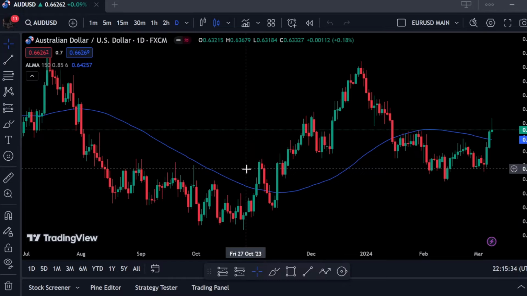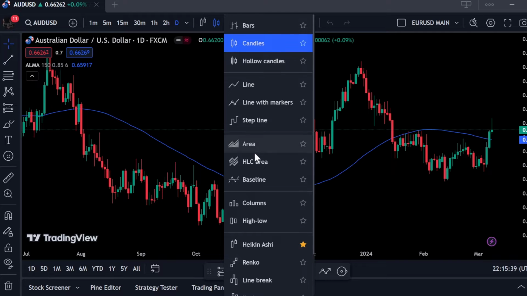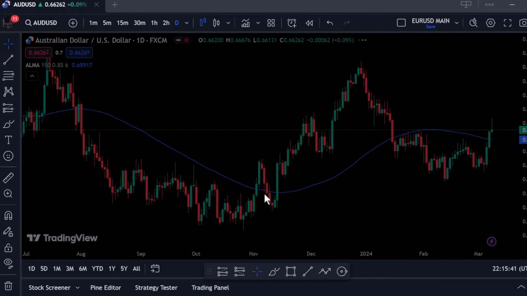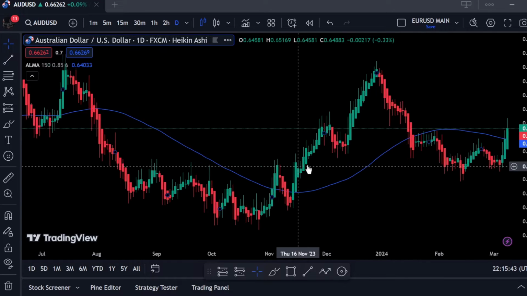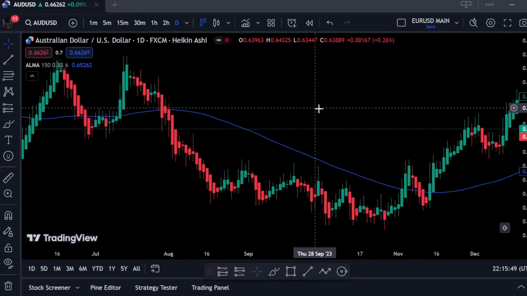Now on TradingView, to add the Heikin Ashi candles, you're to click on this candle bar here. Next, you're to scroll till you find Heikin Ashi. Click on it. Now that it has been added, you'll see that if you're taking its signals meticulously, it could give 1,000,000 signals in an active market.